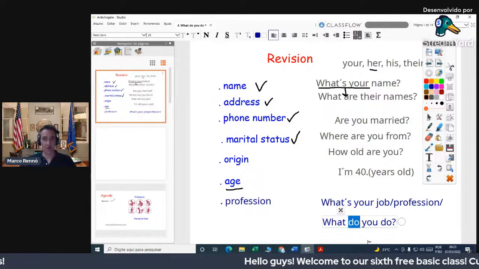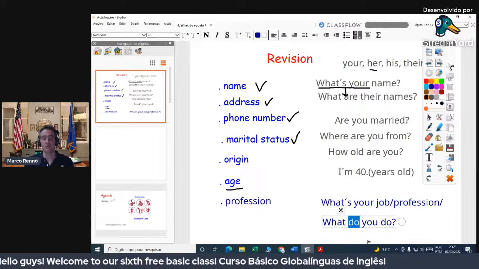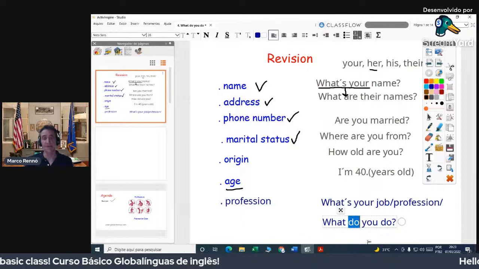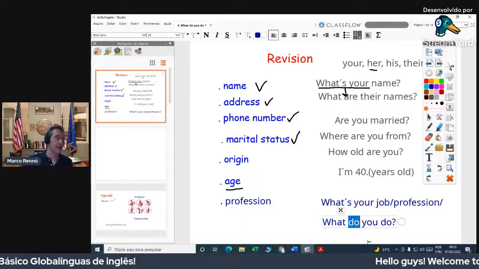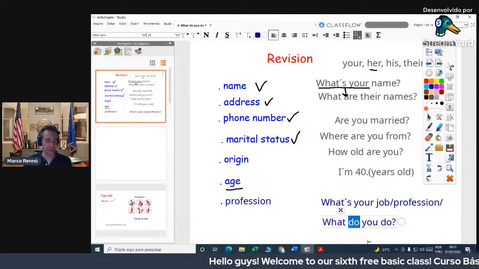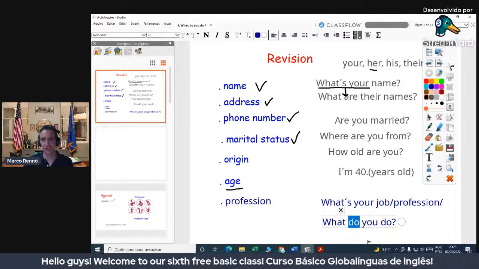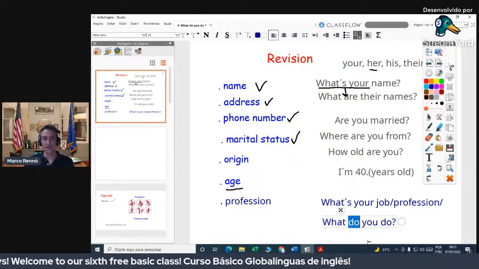Que aí já é o presente simples. Eu não vou adiantar agora, não é a hora, mas quando a gente faz essa pergunta, geralmente de profissão, a gente pergunta o que você faz, né? Você pode falar qual a sua profissão, ou o que você faz. Então, a gente já começa a dar essa introduçãozinha aí da pergunta, what do you do? O que você faz, right?